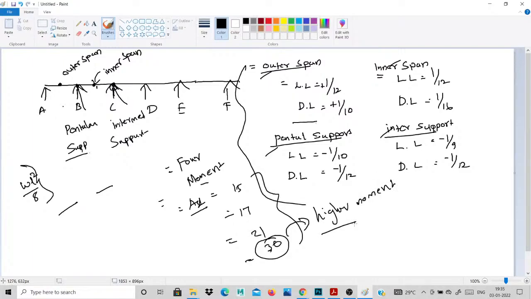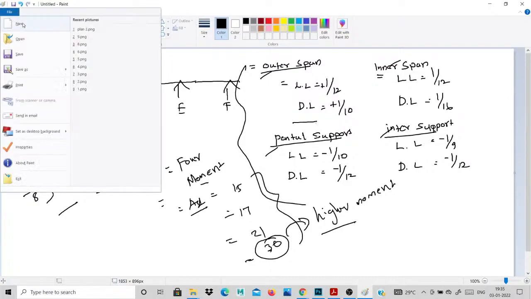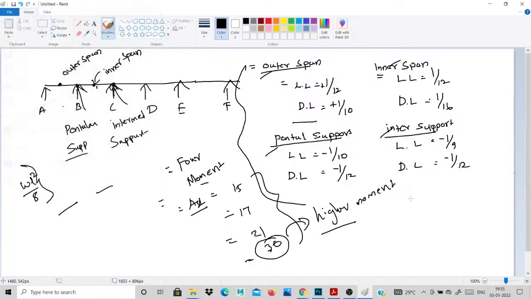Now it's clear. For one way simply supported, you follow the simple procedure, and for one way continuous you calculate the outer span moment, then the inner span and support moments also. You differentiate between the live load and dead load formulas for one way. Then you go for two way. This is the one way continuous bending moment formula. Then go to the next step.